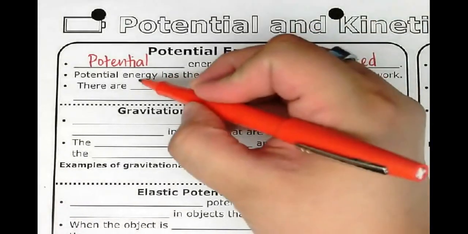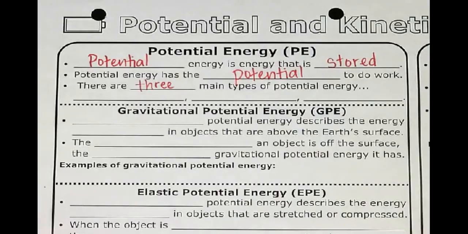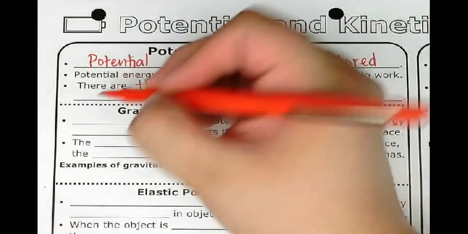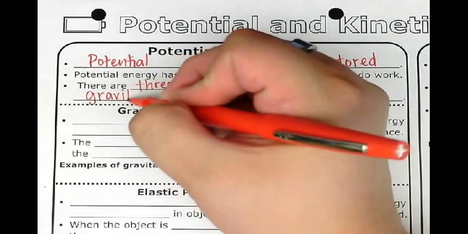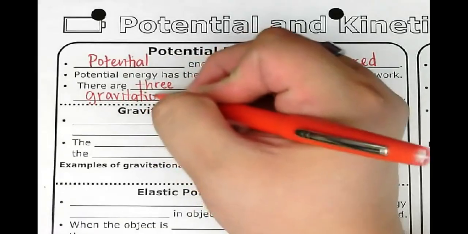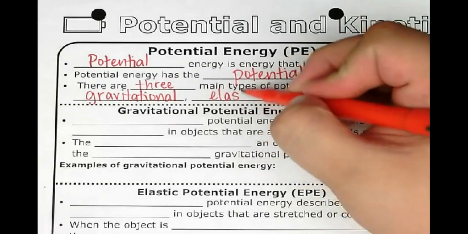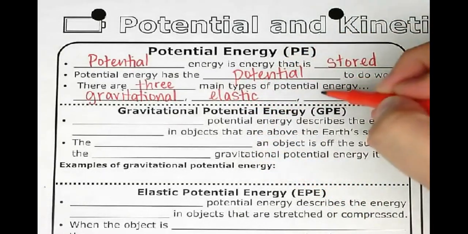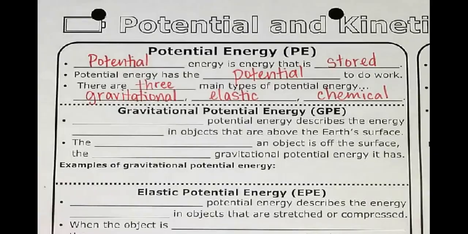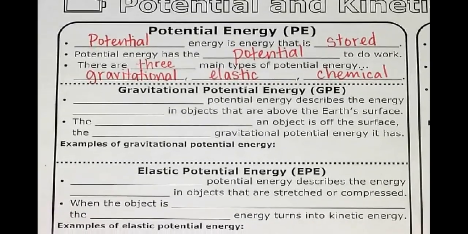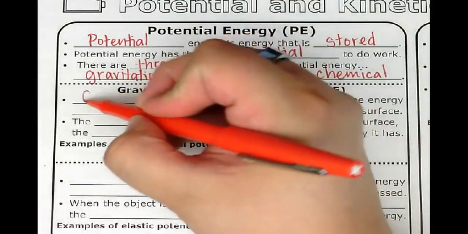There are three main types of potential energy. Hopefully you already have them memorized. That is gravitational, elastic, and chemical. First let's start with gravitational potential energy, or GPE.